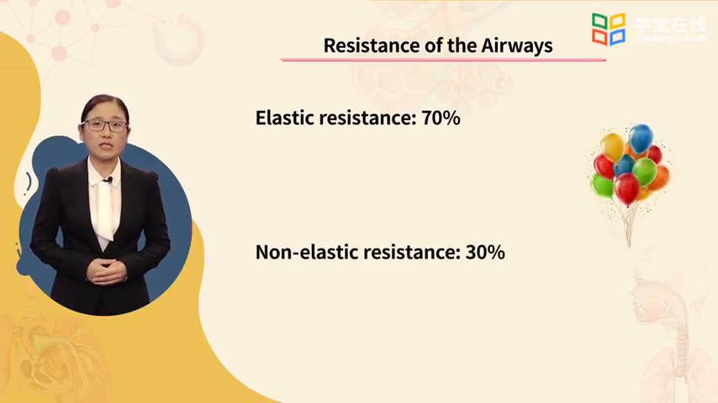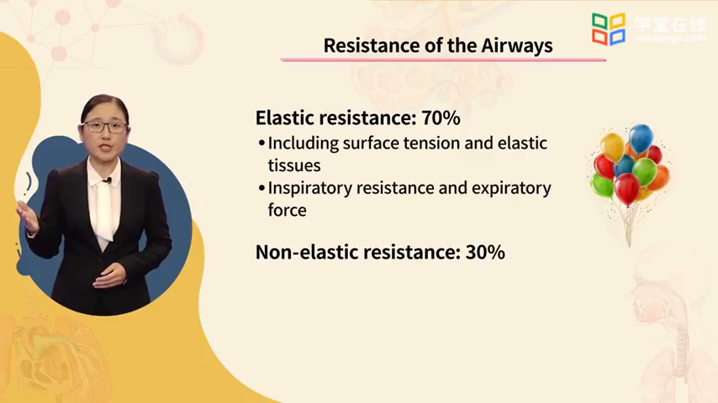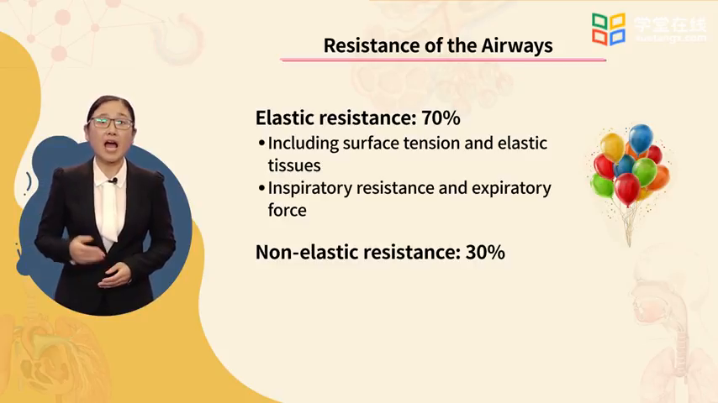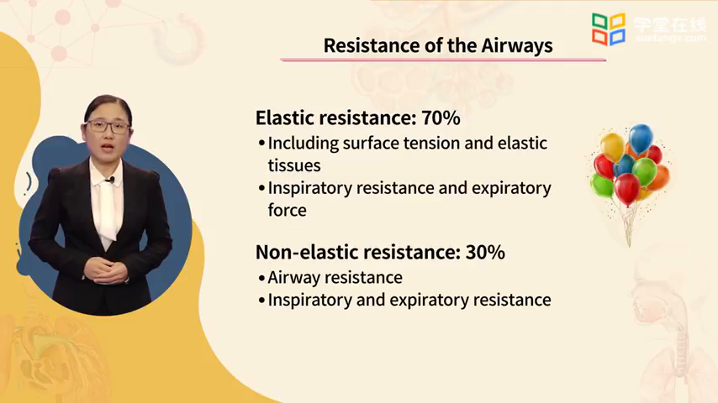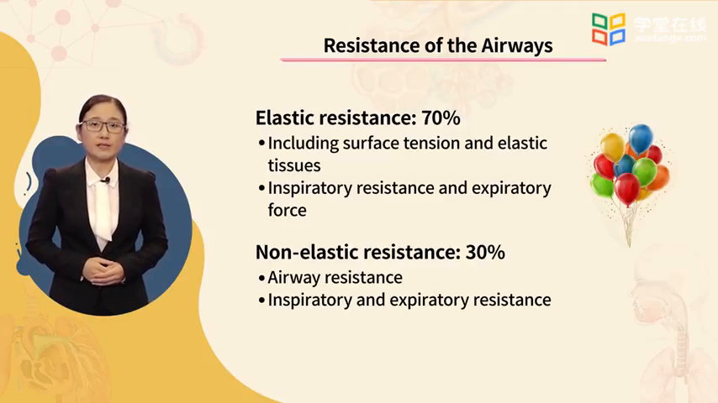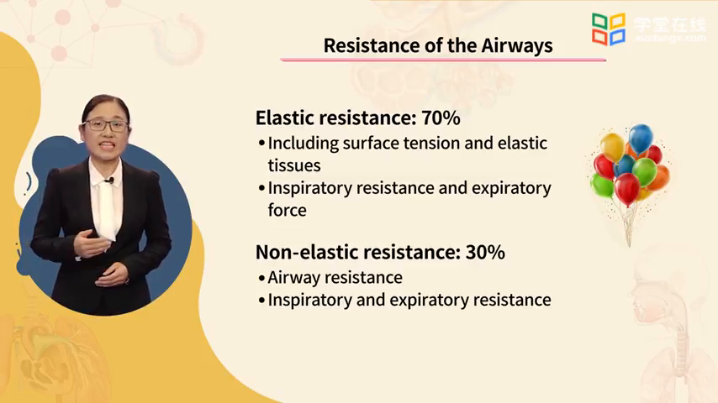The elastic resistance, including the surface tension and compliance, prevents air entering the lungs, but helps the air getting out of the lungs. The non-elastic resistance, the airway resistance, accounts for only 30% of the total resistance, but prevents the air both getting in and out.